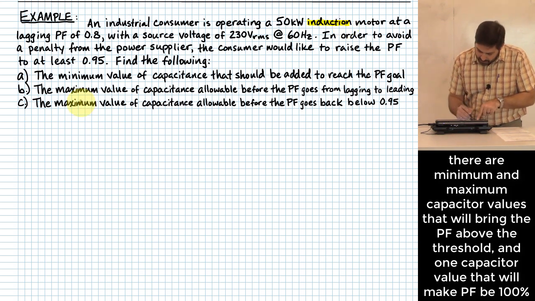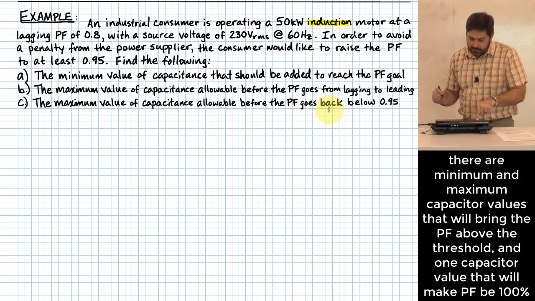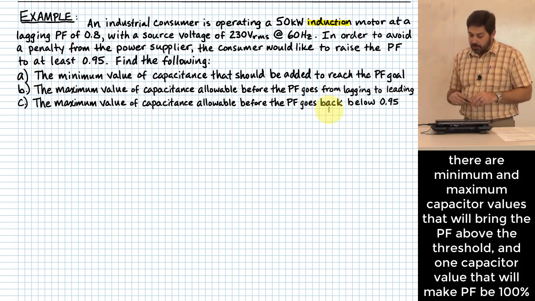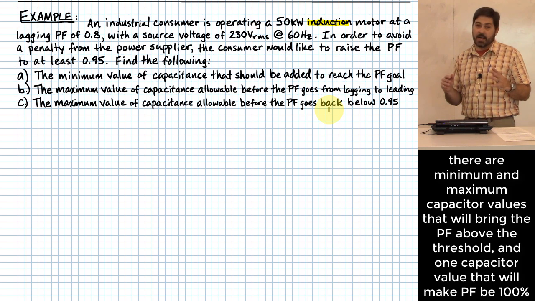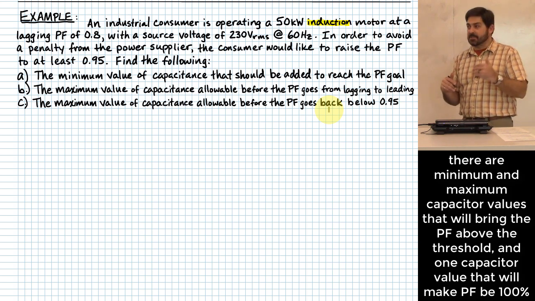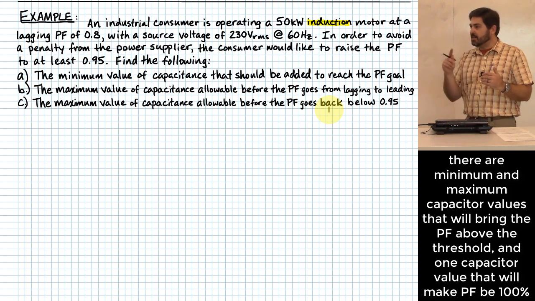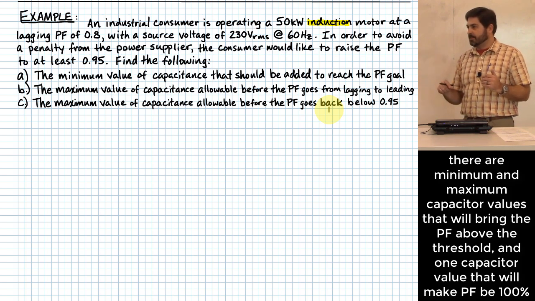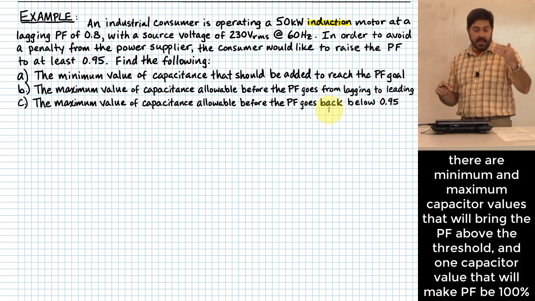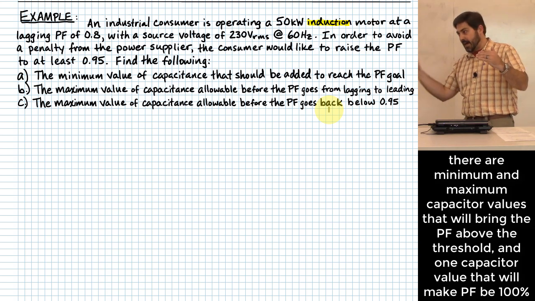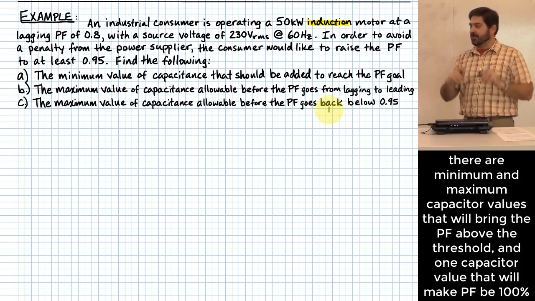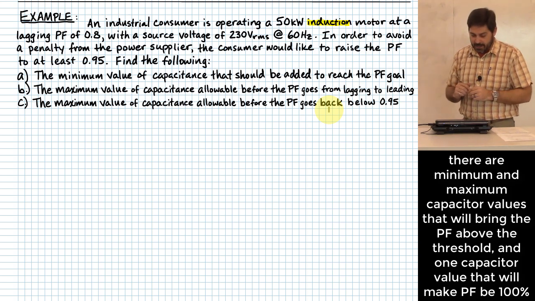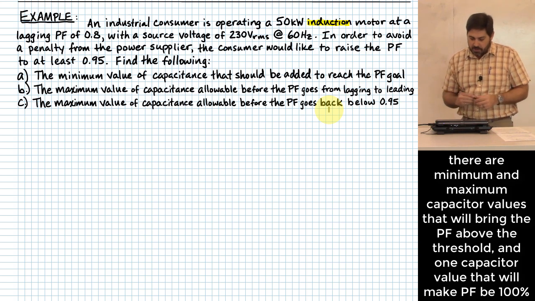And then the third question is the maximum value of capacitance allowable before your power factor goes back below that 0.95 threshold that you're trying to be within. In other words, it's possible to add more capacitance than you are supposed to and end up back in trouble with the power company, right? Because if you add too much capacitance, that'll take your power factor from a lagging one to a leading one, and it may go too far into the leading zone. So you want to make sure that you're not doing that. All right, where should we start?